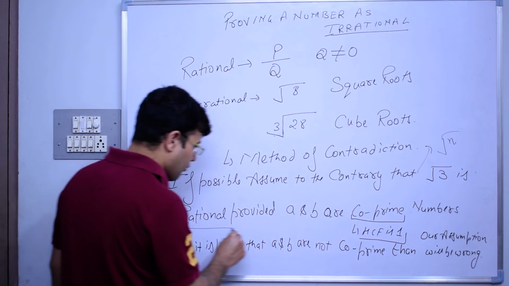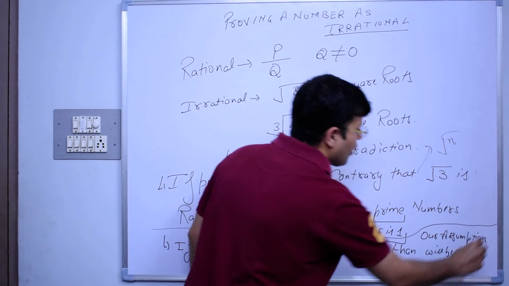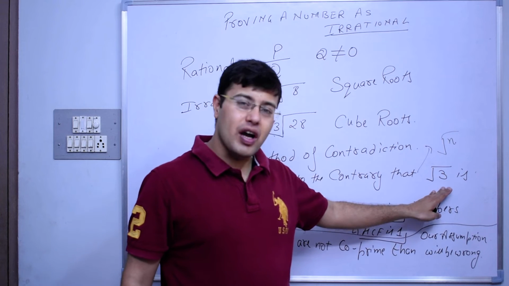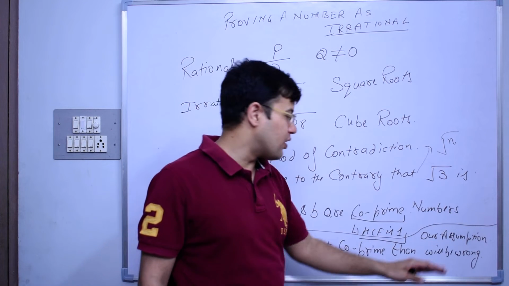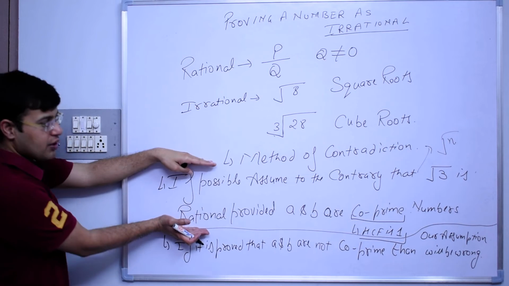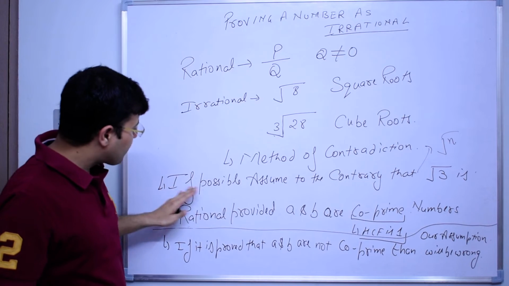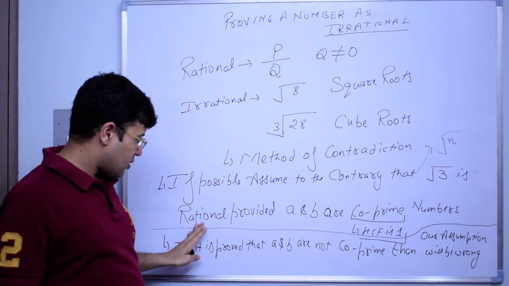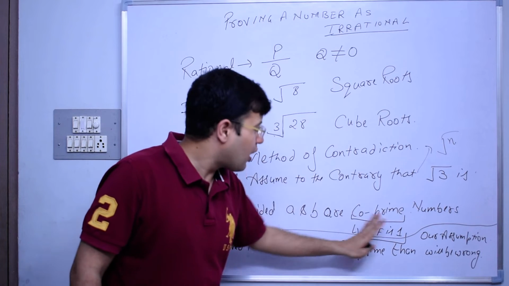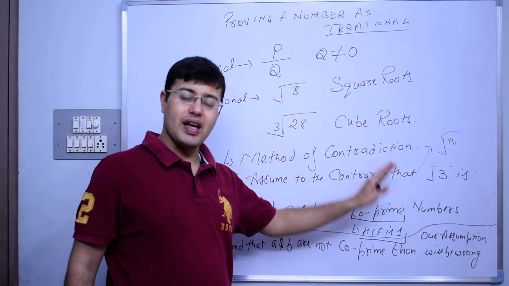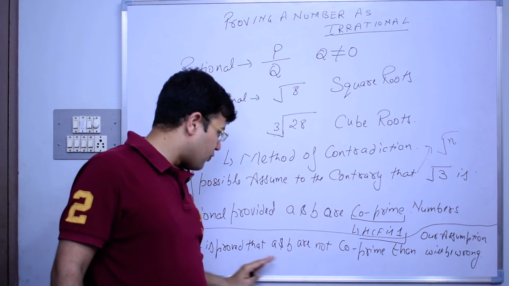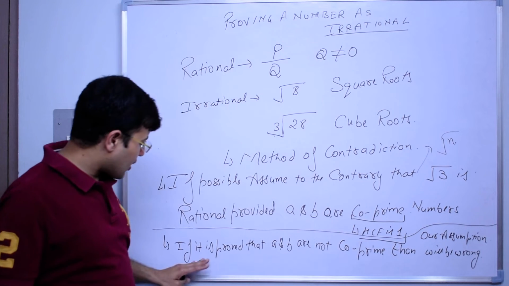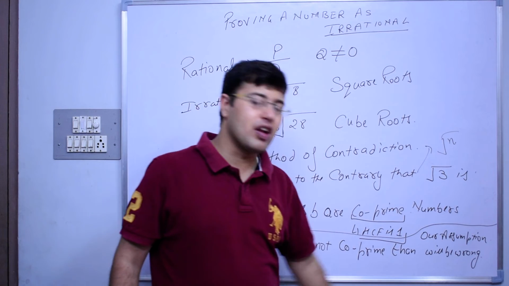So before you start a question, whatever the question appears in the examination hall, either it is root 3, root 5, root 7, root 13, root 11, this statement will remain the same. It says, if possible, assume to the contrary that the given number is rational, provided a and b are co-prime numbers. Then by the end of the question, we will prove that our assumption was wrong since they are not co-prime, and then we'll end it with this.